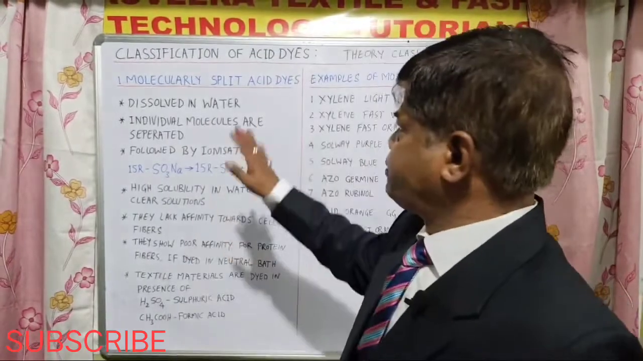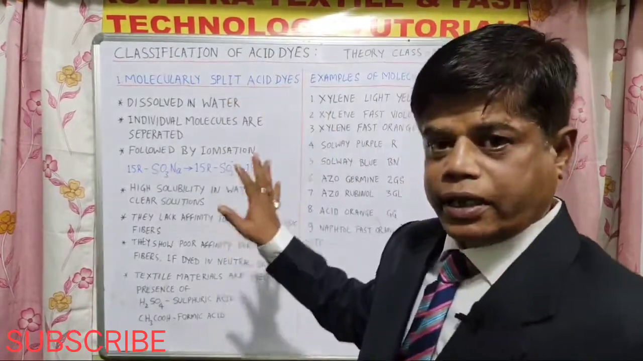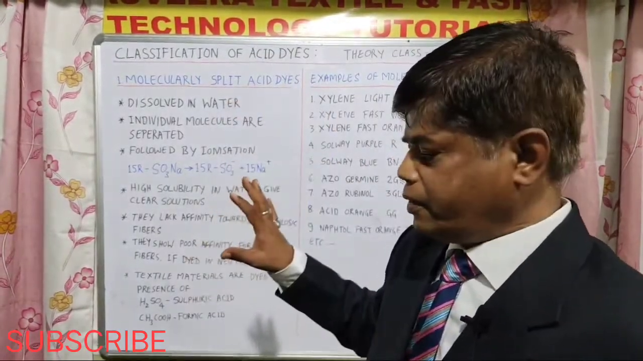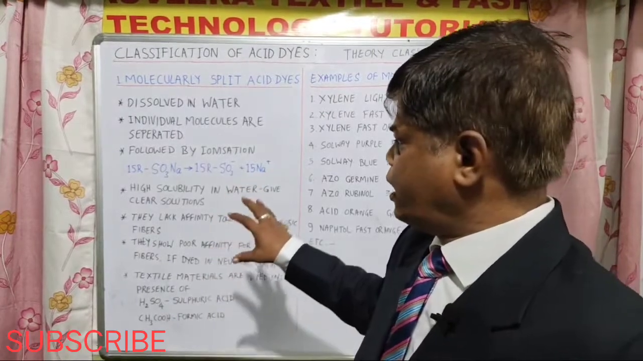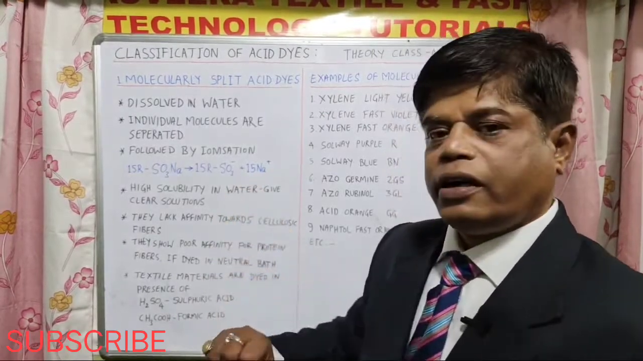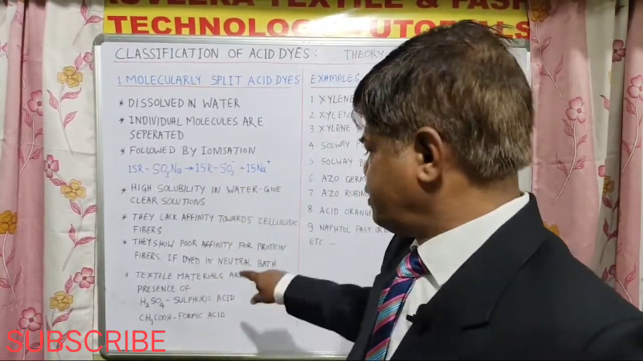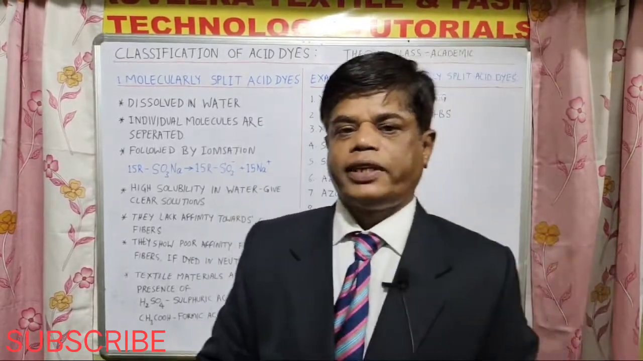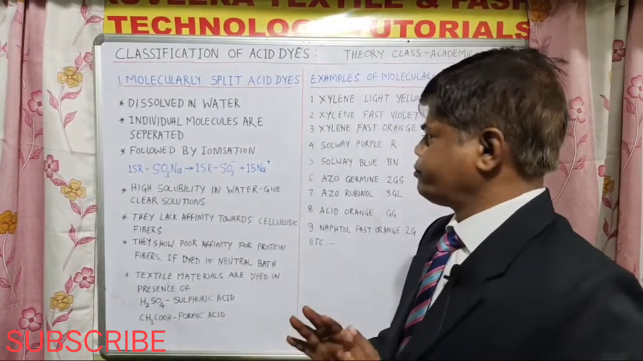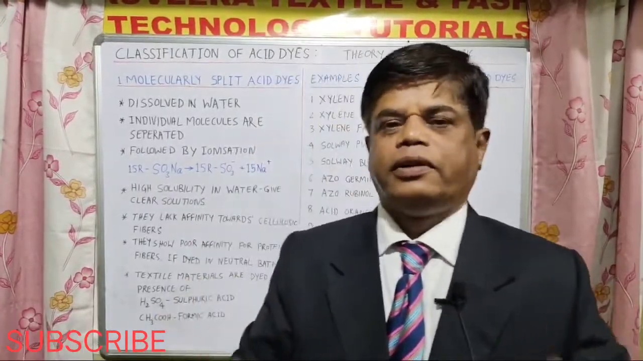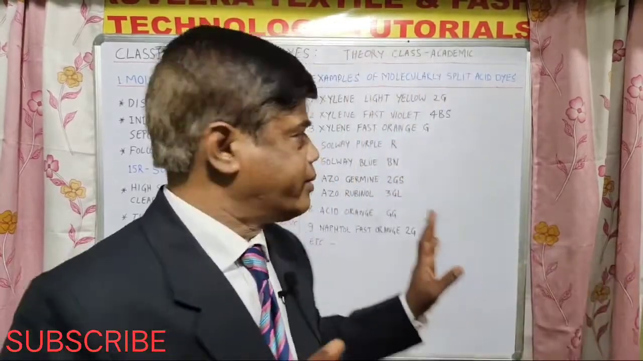So even though the molecular split acid dyes have clear solutions, in terms of affinity, in terms of exhaustion percentage, neutral bath gives poor efficiency, and it requires addition of sulfuric acid or formic acid. Okay friends, this is about the molecularly split acid dyes. I don't need to explain whatever I have written here.